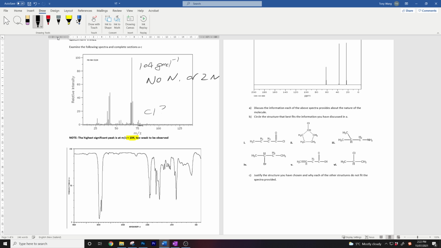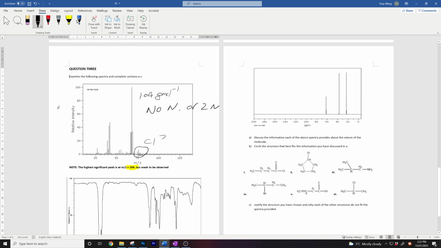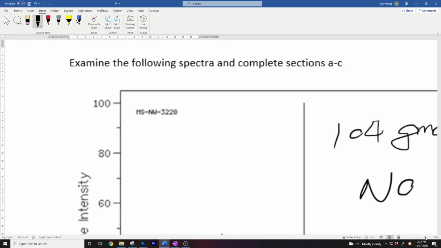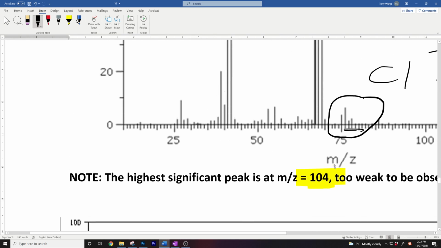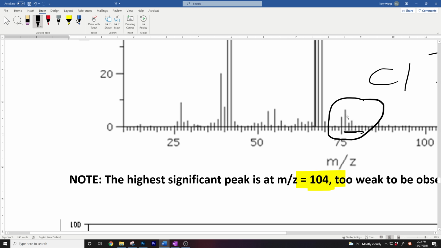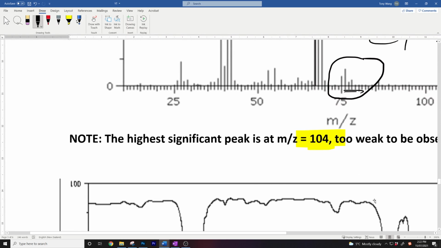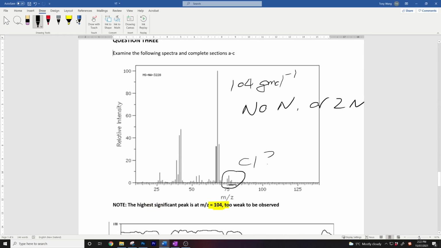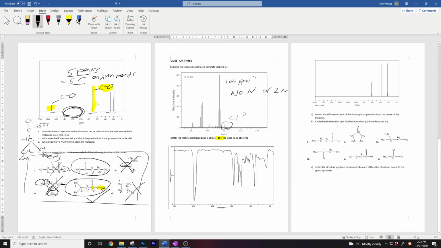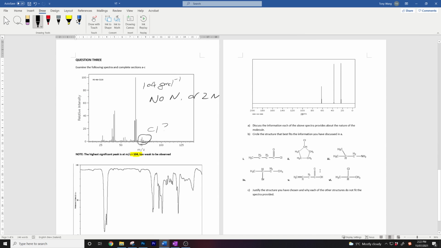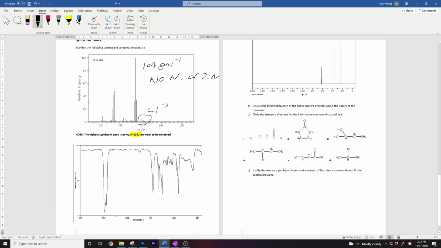I'm not too sure, so let's zoom in. If we zoom in, you can see that this is about 3 times the height of that, so that's very suspicious. I'm just going to leave it there for now, and I'll come back to it. That could be a Cl.